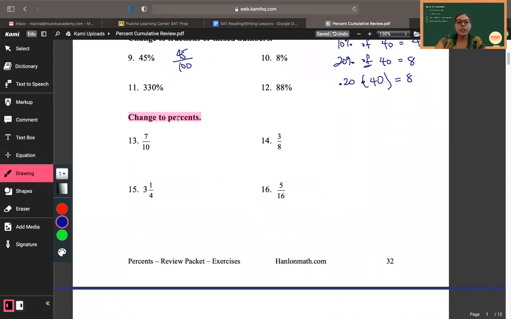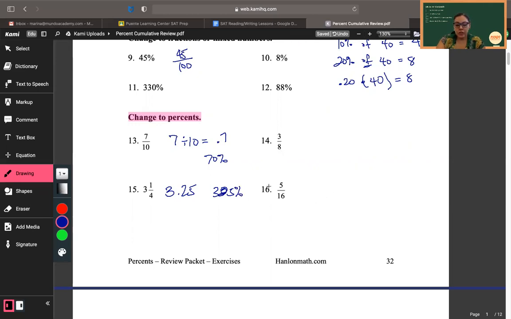Now, changing fractions to percents, I would say just do on your calculator. So on your calculator, enter 7 divided by 10, and you would get 0.7. Then we can convert it to a percent by doing 70%. If you have 3 and 1/4, then just calculate what the 1/4 is, and you're going to see that it's 0.25. So then that's 325%.